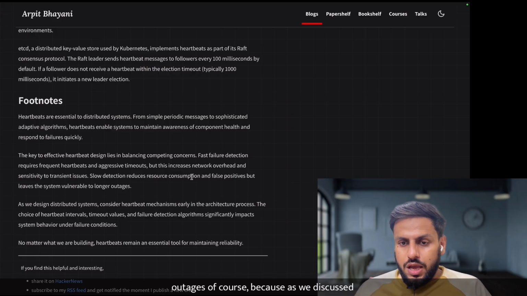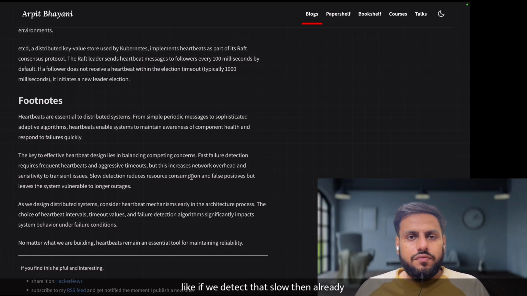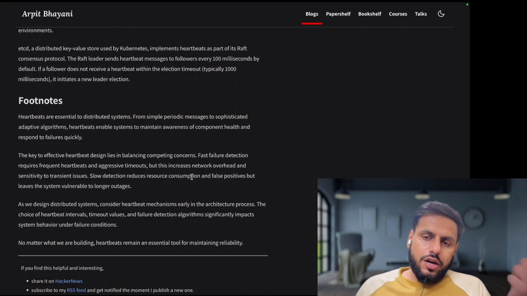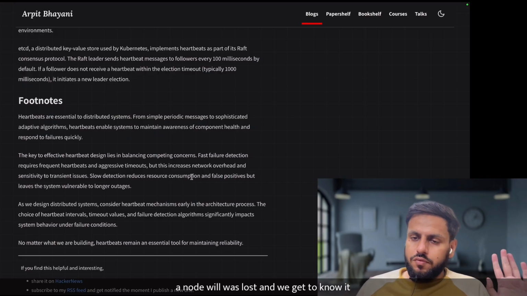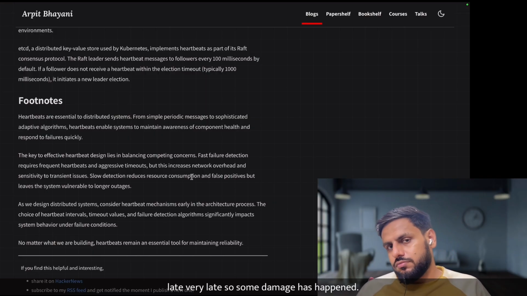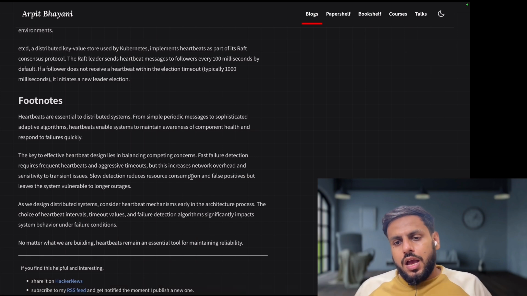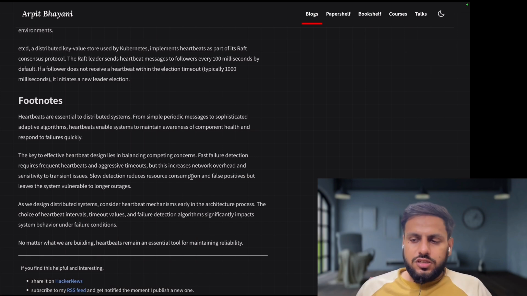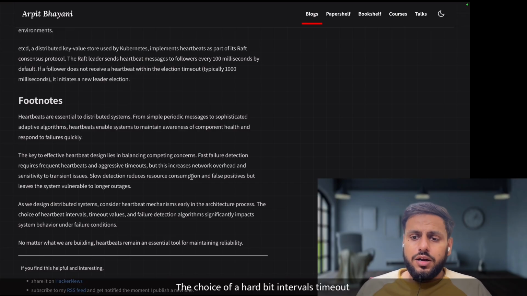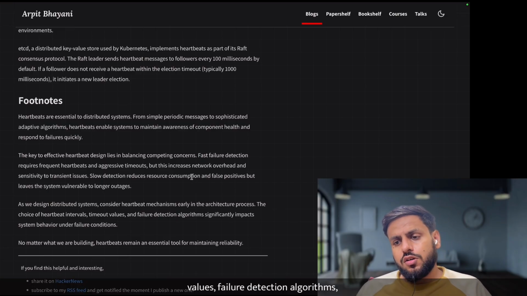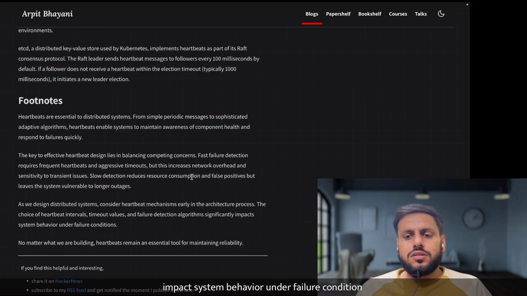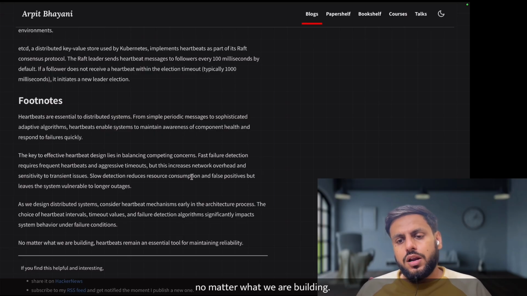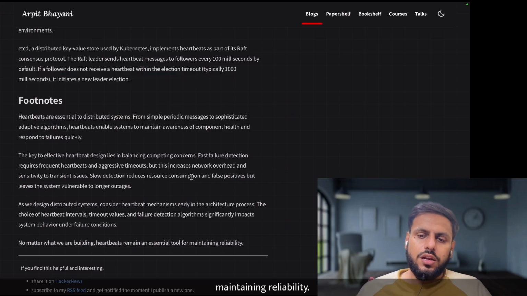Of course, because as we discussed, if we detect that slowly, then a node has already been lost, and we get to know it very late. So some damage has happened. As we design distributed systems, consider heartbeat mechanisms early in the architecture process. The choice of heartbeat intervals, timeout values, and failure detection algorithms significantly impacts system behavior under failure conditions. No matter what we are building, heartbeat remains an essential tool for maintaining reliability.